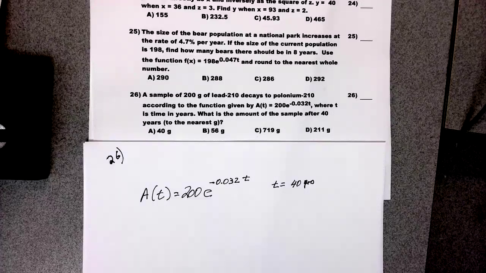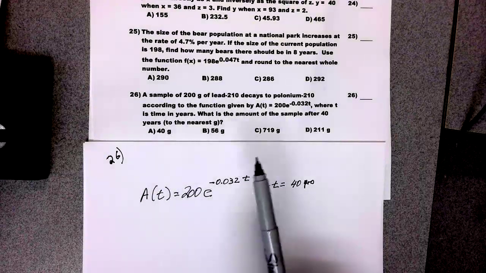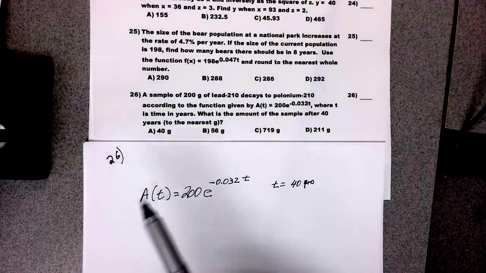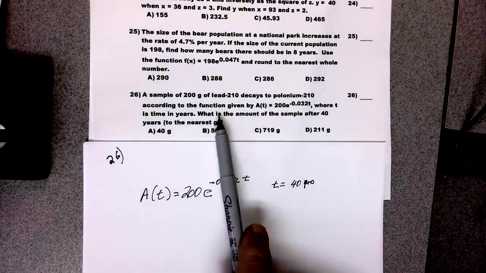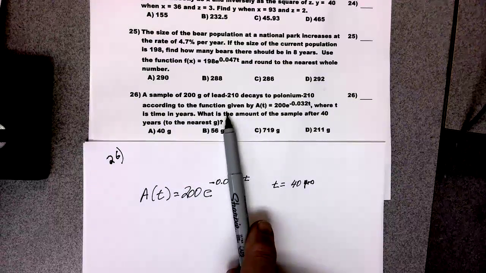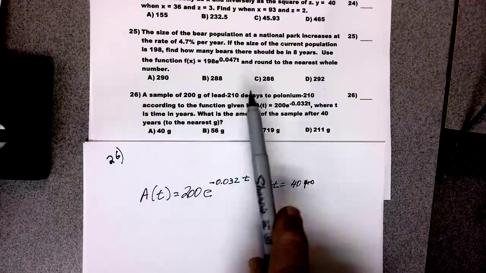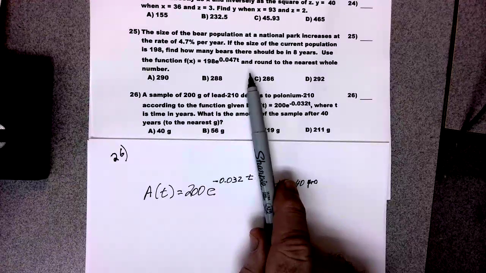Problem 26 in the list of problems to review for the final exam. You'll notice that this one is also an exponential function type problem. In this case, we're dealing with a decay or a decline happening at an exponential rate. If you've watched the video for the preceding problem, number 25, it was just the opposite. It was an exponentially increasing situation.